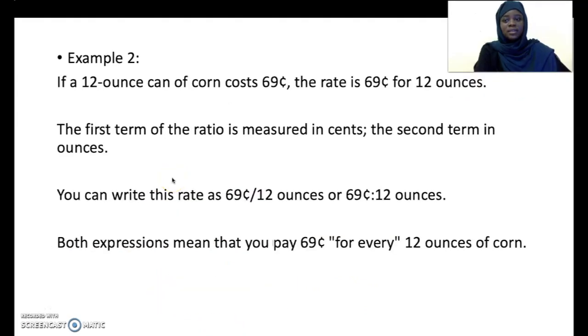Now let's consider the second example. If a 12-ounce can of corn costs 69 cents, the rate is 69 cents for 12 ounces. Now, the first term of the ratio is measured in cents. The second term is measured in ounces. When we write this as a rate, it becomes 69 cents per 12 ounces, or 69 cents over 12 ounces, or we can write it as 69 cents to 12 ounces. Both expressions mean the same thing, which is you pay 69 cents for every 12 ounces of corn.